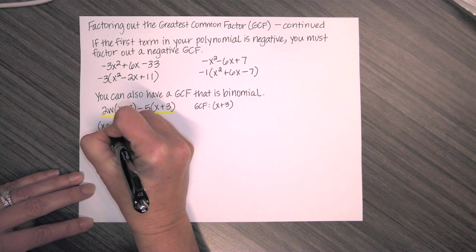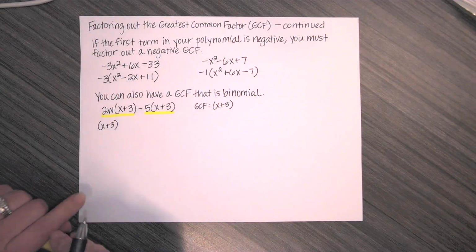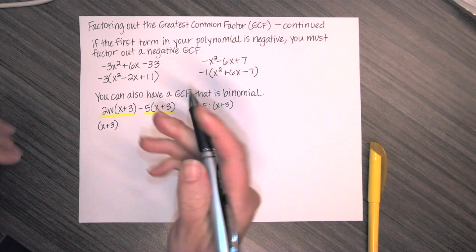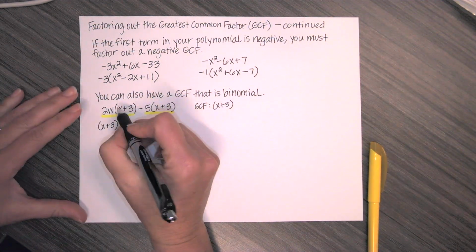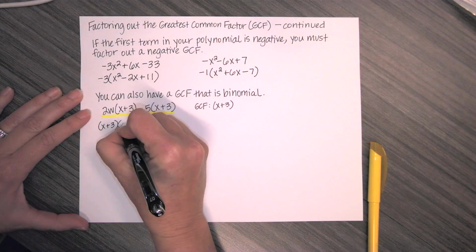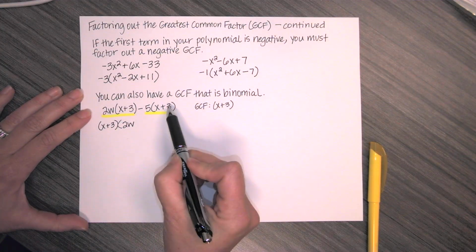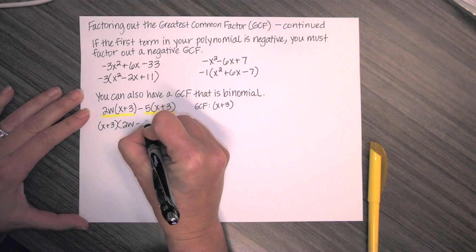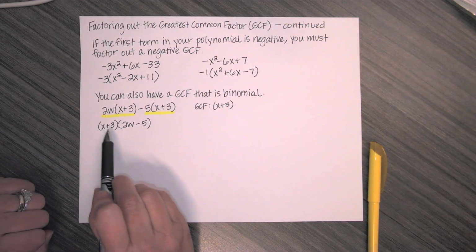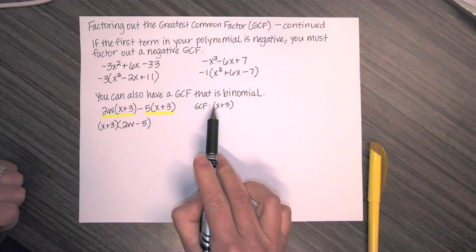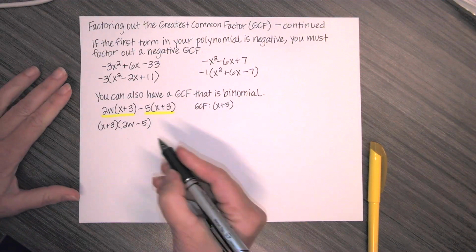Now, because x plus 3 is a binomial, when we pull it out to the front or factor it out, we want to keep parentheses around it. If I take an x plus 3 out of this first group, that's going to leave me with a 2w. If I take an x plus 3 out of this second group, that's going to leave me with a minus 5. And there I have factored out the greatest common factor, x plus 3. Let's do one more like that.